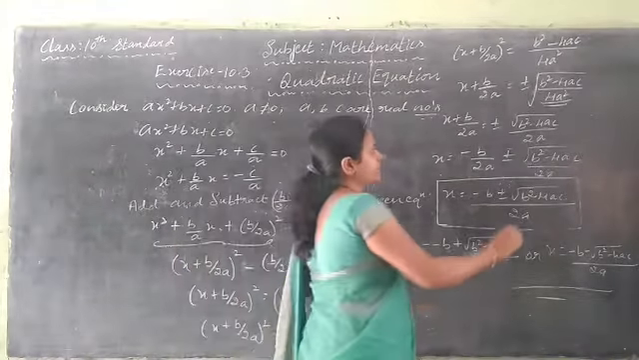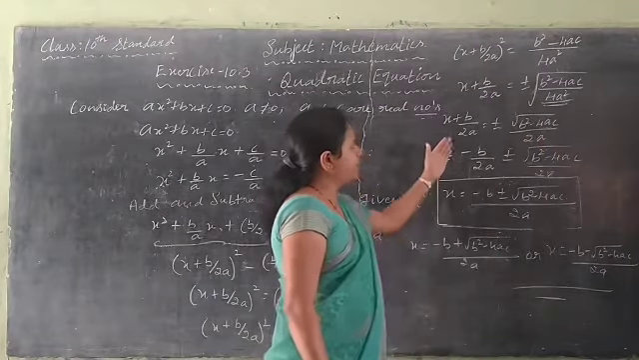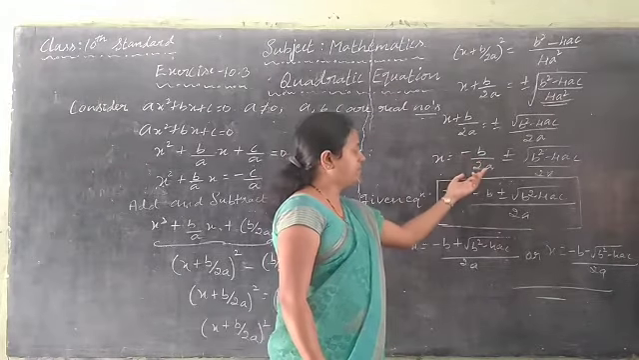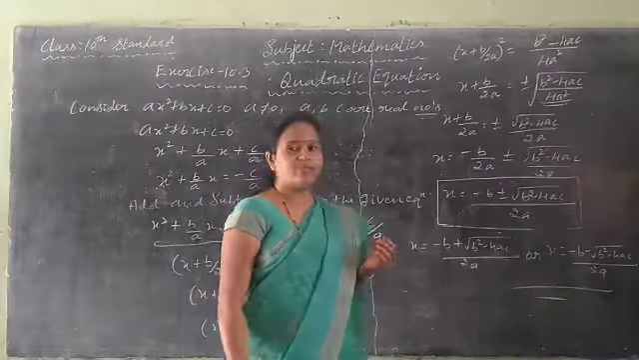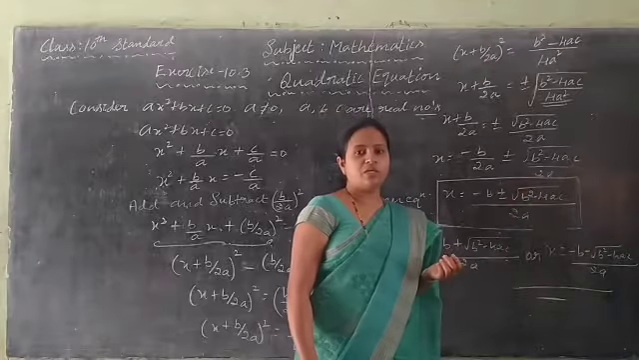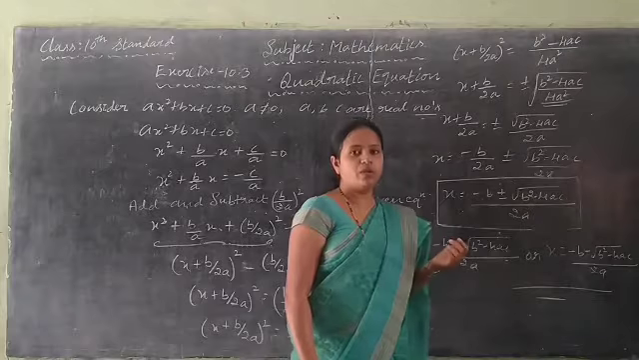Right. When we take the square root of 4a square, children, you will get 2a. Next, we are going to transfer b by 2a to the right hand side. There we will get minus b by 2a plus or minus square root of b square minus 4ac divided by 2a. As the denominators, what is there in the denominator, children? 2a is the denominator.